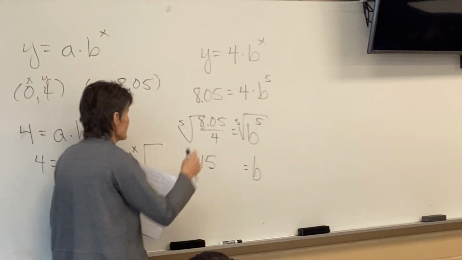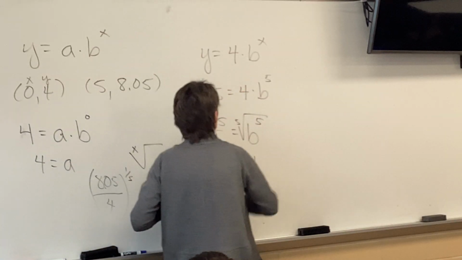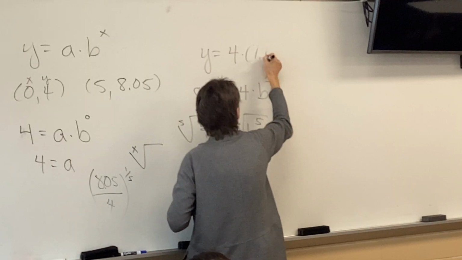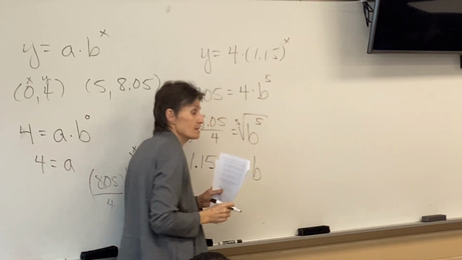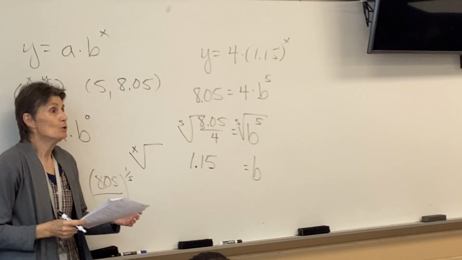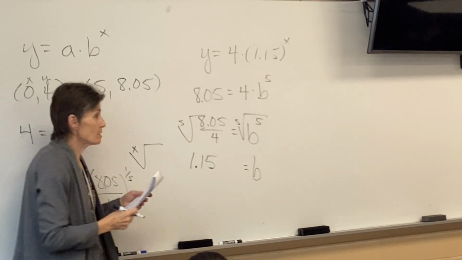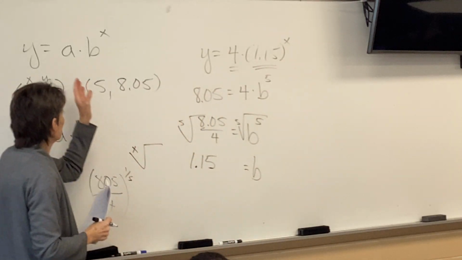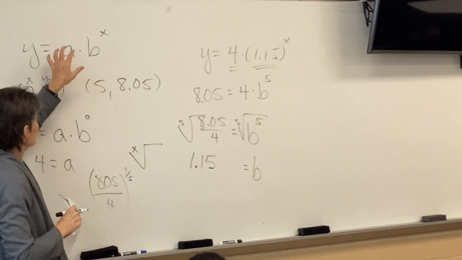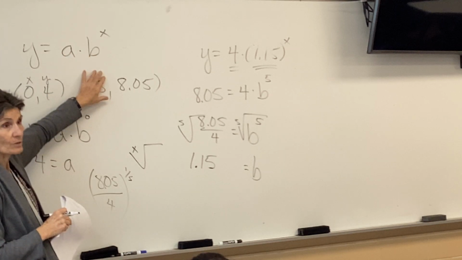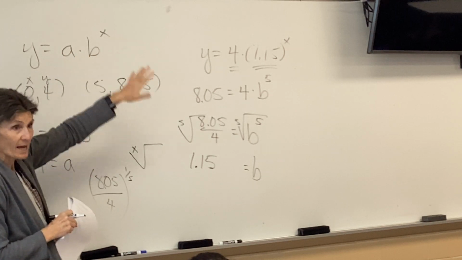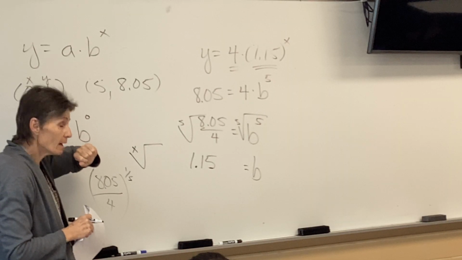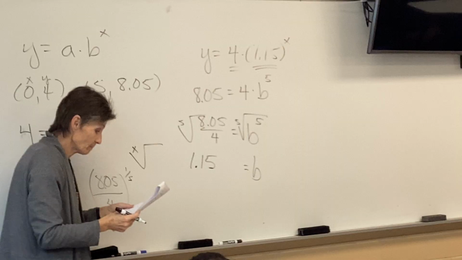Okay, so your answer to the problem was y equals 4 times 1.15 to the x. You will never combine these two numbers. In your formula, it's two separate numbers, a times b to the x. So you have to put the number both times. They're separate numbers.